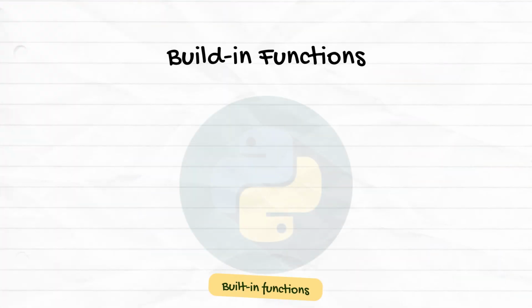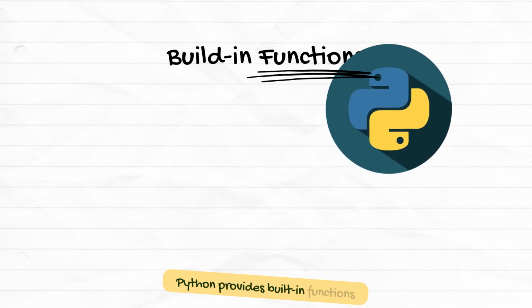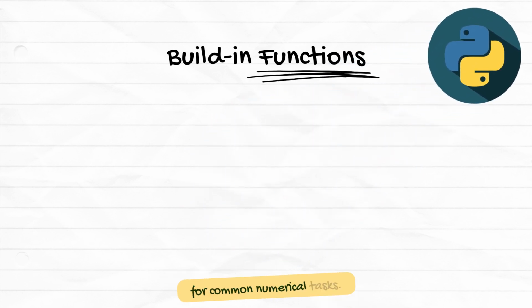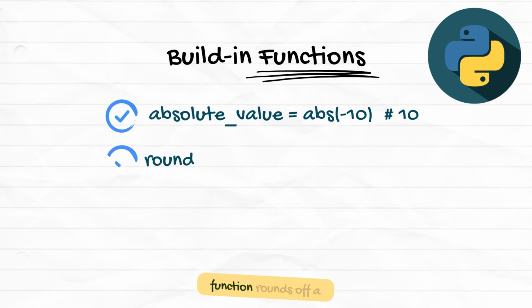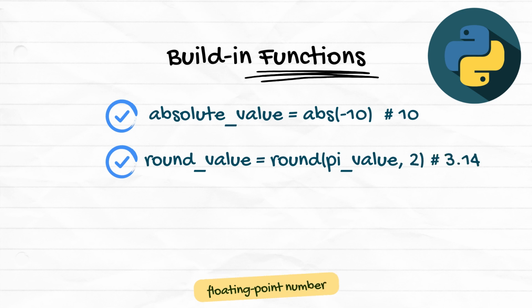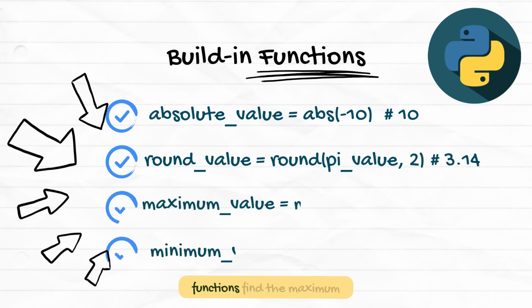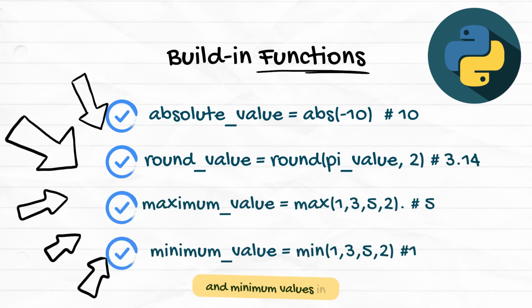Built-in functions. Python provides built-in functions for common numerical tasks. The abs function returns the absolute value of a number, while the round function rounds off a floating point number. The max and min functions find the maximum and minimum values in a collection.